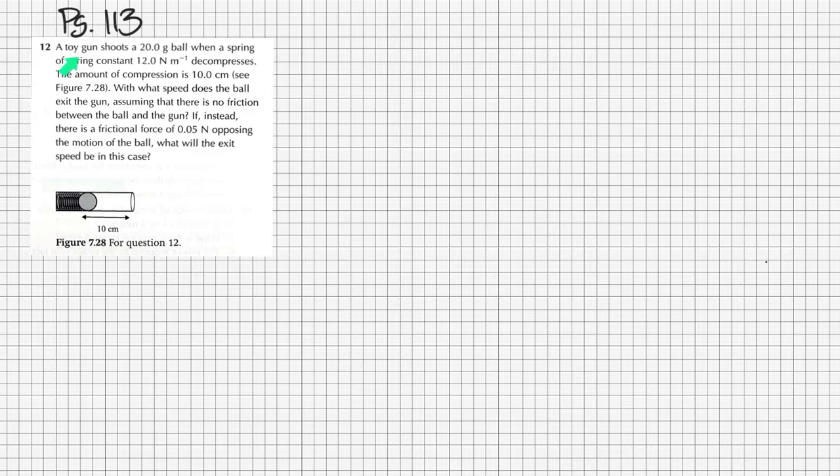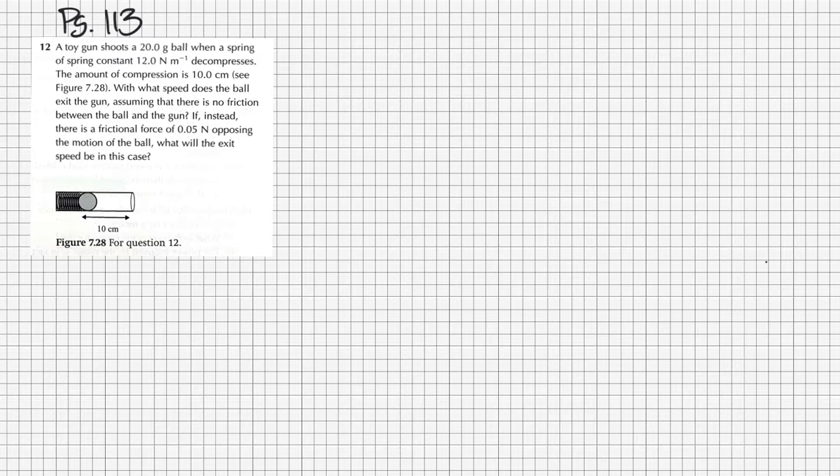Okay, so question number 12 says, a toy gun shoots a 20-gram ball with a spring constant of 12 newtons per meter. The spring is going to be compressed 10 centimeters, and it wants to know, first off, what's the speed if the ball leaves the gun without any friction, and then if there is a frictional force of 0.05 newtons, what is the speed when the ball leaves the gun in that circumstance?